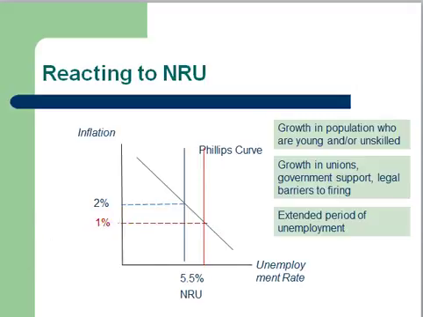Other things that might cause this to occur would be growth in the power of unions, government support to workers, or even if we put in legal barriers to firing. And these are some of the reasons why businesses are going to attempt to argue against any new supports for unions, any new government protections on wages, or any new regulations on protecting workers from being fired. And we see that occur quite frequently these days.